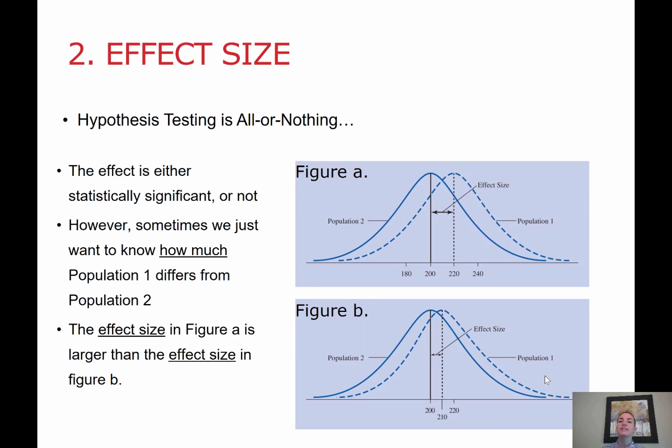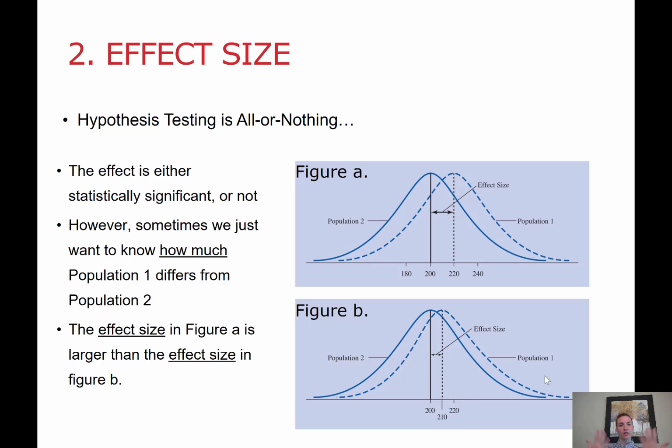Recall that hypothesis testing, the whole process and the conclusions we draw from it, are all or nothing. We either reject the null or fail to reject the null. Or we say there's an effect that's statistically significant, or I can't conclude that there's an effect. But sometimes I want to know how much population 1 differs from population 2. Sometimes I want to know more than just, is there a statistically significant finding? Sometimes I want to know how big the difference between these two groups is, whether or not it's statistically significant.